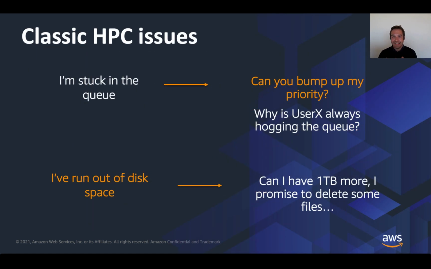So for me, the classic HPC issues from my background before I was working at AWS was always, I'm stuck in a queue. I need to get my job run, and can you bump up my priority, please? Why is this user always hogging the queue? Or I've run out of disk space. Please, can I have a terabyte more? I promise I'll move some files. And I'm kind of half joking here, but that actually does mean that you're spending time sorting these things out rather than running your case.